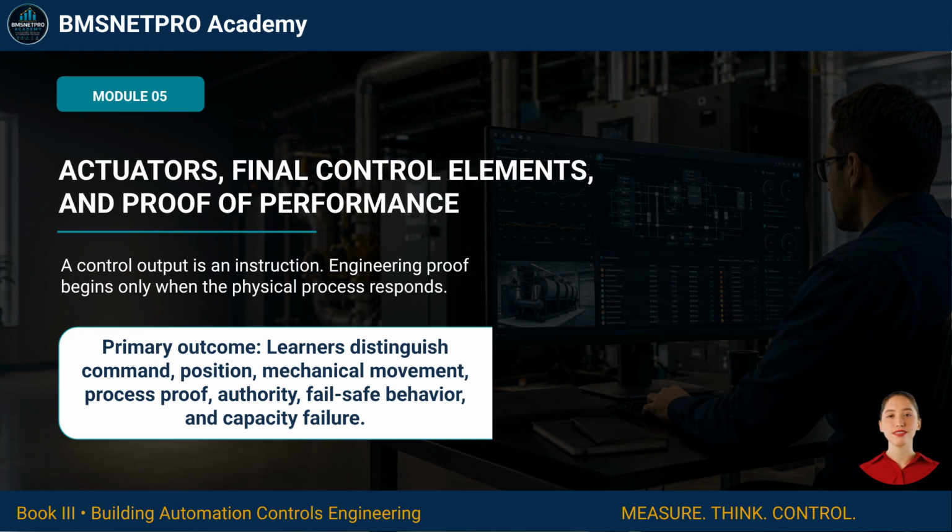Welcome to Module 05. In this lesson, we focus on the final control element, the valve, damper, drive, starter, relay, or stage that converts a BAS command into physical action. A controller can calculate the correct output and still fail to produce the intended result if the actuator does not move, the linkage is broken, the valve lacks authority, the fan is in hand, or the process lacks capacity. The field lesson is simple. Command is not proof. We verify command, position, mechanical movement, process response, and the outcome before we name the cause.